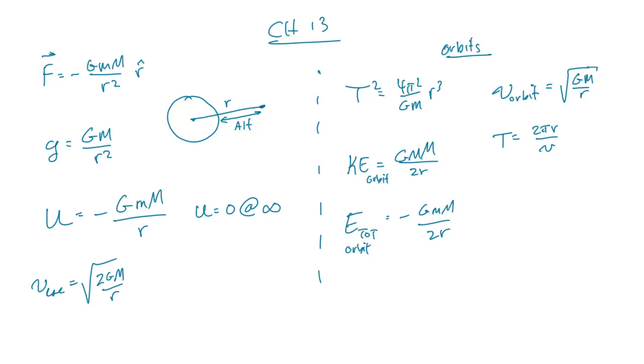So that's a total. And of course, you can still write kinetic energy as 1/2 mv squared, but then you have to put in the orbital v. When you do that, you end up with GMm over 2r. They're all consistent, right?